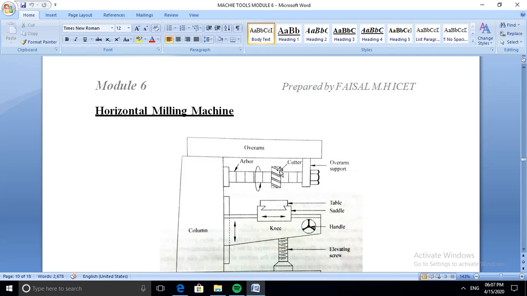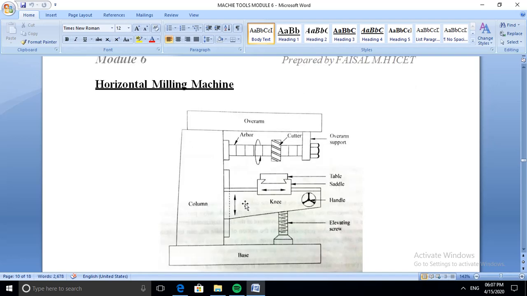So the rate of cutting is normally less, but the number of cutting edges is high, up to 10 cutting edges are used. So it is a very fast cutting process, and the other end of the arbor is supported by the overarm support. There is a bearing placed here, so through the bearing the arbor is supported by the overarm support. These are the main components of a milling machine.